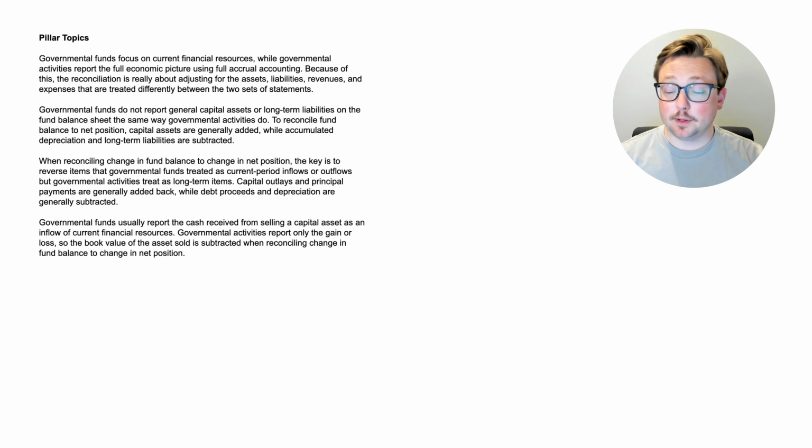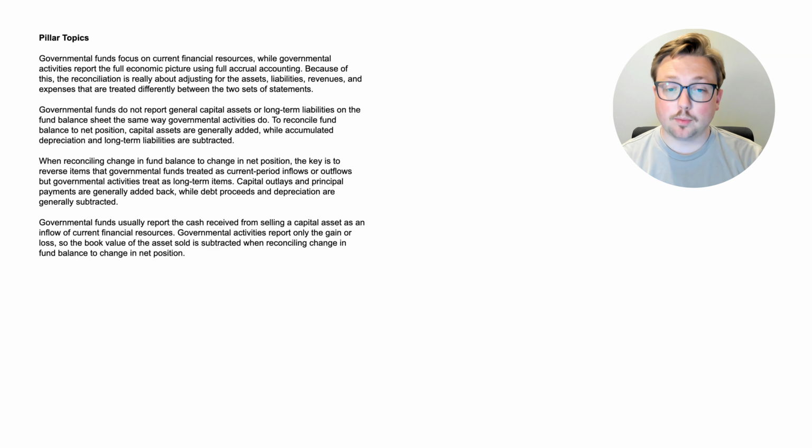All right, here we are at the pillar topics. Again, kind of a summary of just the basic ideas and concepts that we just learned. So let's go through this. First, governmental funds focus on current financial resources. That's something we talked about a lot, and we talked about it a lot in the previous video too. While governmental activities report the full economic picture using full accrual accounting. Again, something we've covered. Because of this, the reconciliation is really about adjusting for the assets, liabilities, revenues, and expenses that are treated differently between the two sets of statements. And that's the very basic idea right there. Just remember how governmental funds treat something compared to how the governmental activities treat something, and that's where you're going to be able to start making those reconciliations.